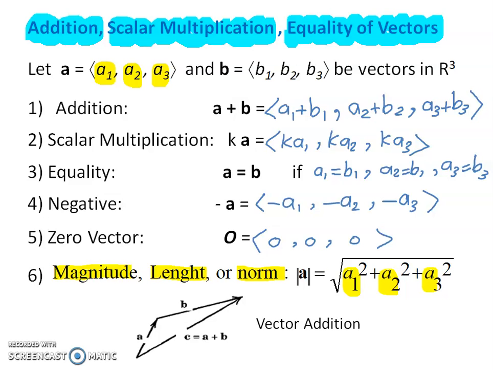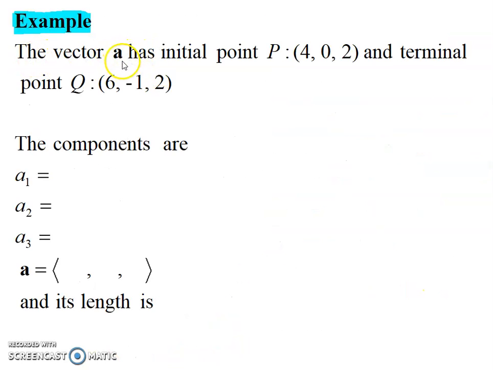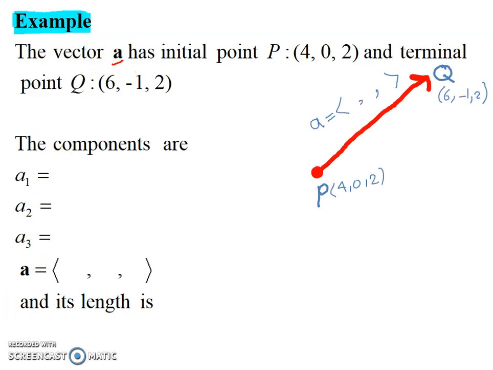Also, if we have a vector A, like this is the direction of A and this is the direction of B, then the vector which starts from here and ends at this terminal point is A plus B. Example: the vector A has initial point P and terminal point Q. So it is like this vector with initial point P and terminal point Q, and we need to find the vector A, this vector.